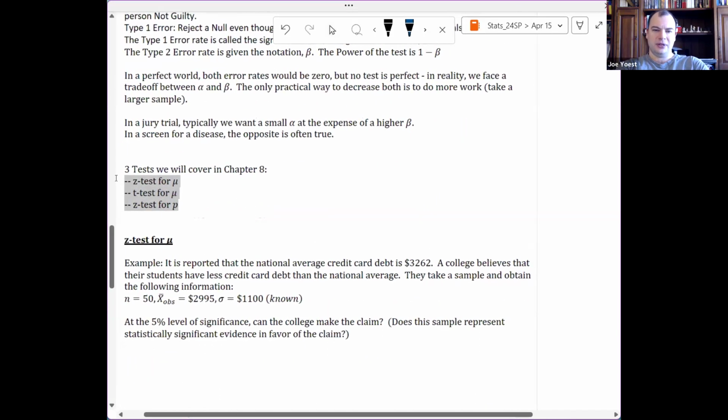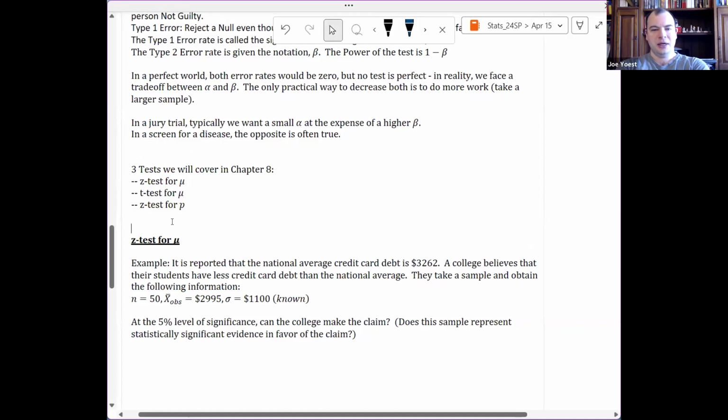Okay, so in chapter 8, we're going to talk about 3 tests, 2 hypothesis tests for the mean and 1 for proportion. We won't talk about hypothesis tests for variance or standard deviation, although they're not super difficult to build up based on what we see from these 3 tests we'll cover and what we know from the chi-squared distribution with confidence intervals and so on.